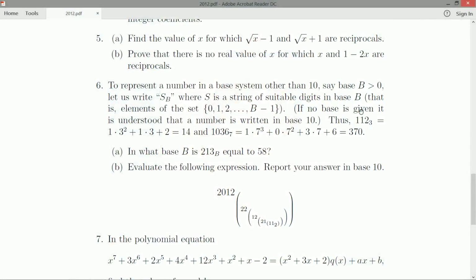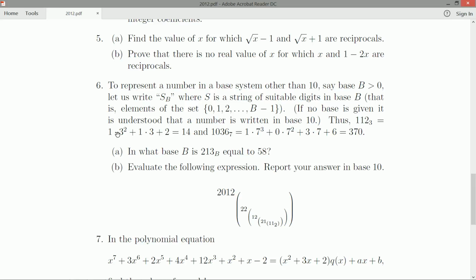If no base is given, it is understood that a number is written in base 10. This is fairly common. This is the one that we all are used to. Thus, 112 with a little 3, so we're writing in base 3, is equal to... and see, this is why I said go take a look somewhere else for base, because if this is your first time reading about base, you might have a bit of a problem.